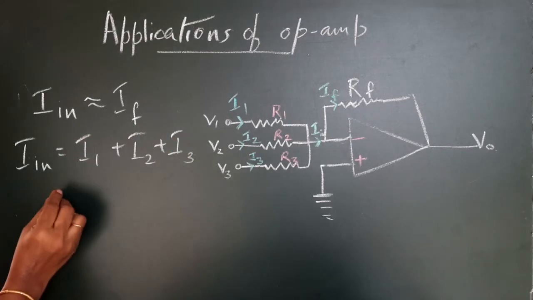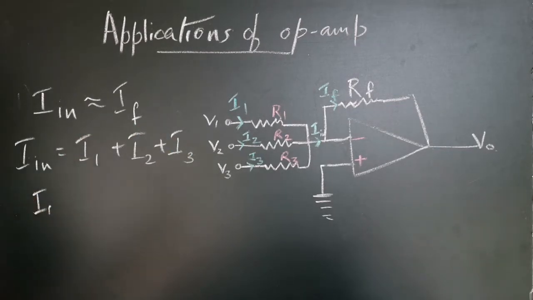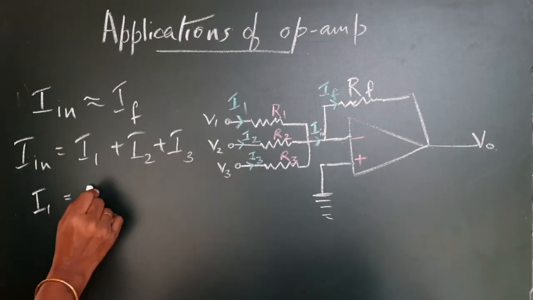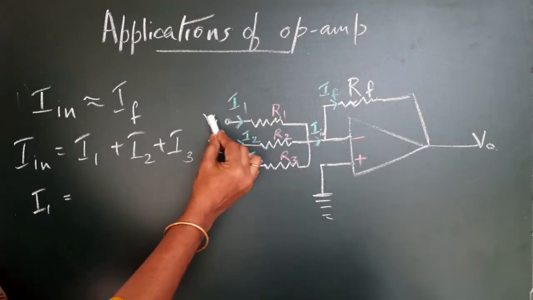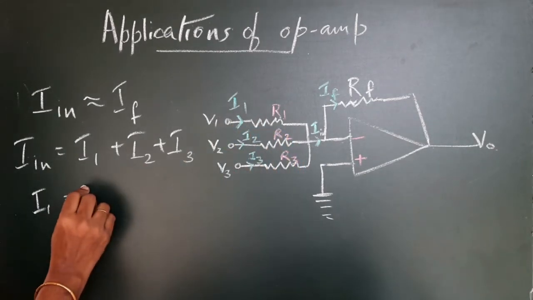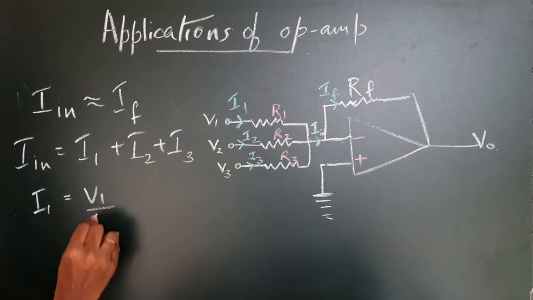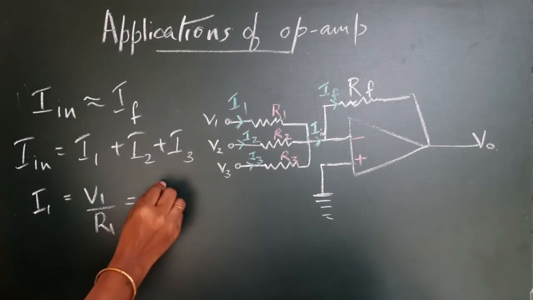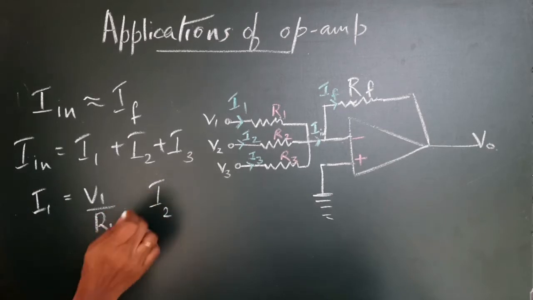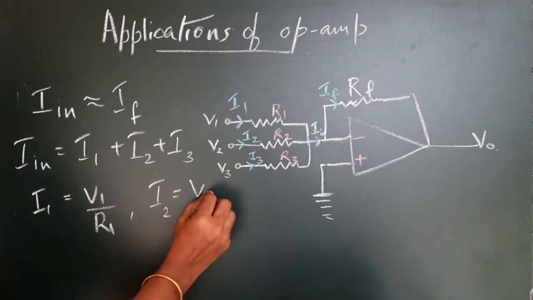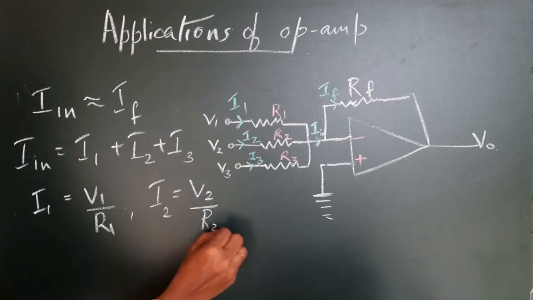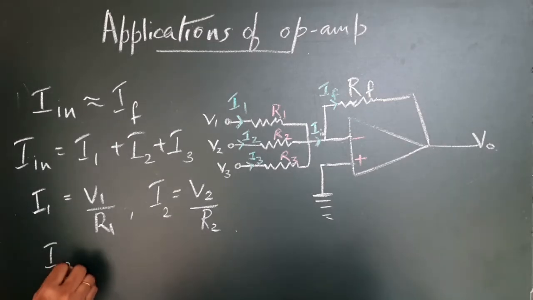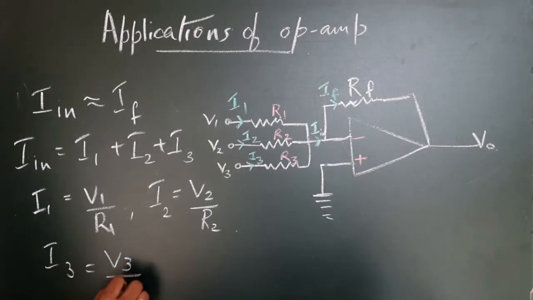Now the question is, what is I1? It is V1 by R1. So I1 is equal to V1 by R1. Now I2 is similarly equal to V2 by R2. Then similarly I3 is equal to V3 by R3.